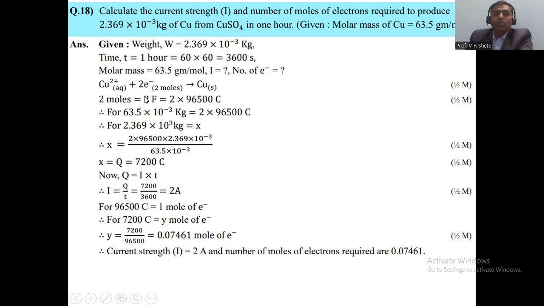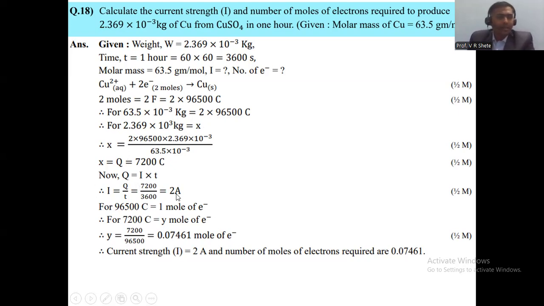It means that for 1 mole of copper we need 2 moles of Faraday electricity, that is 2 multiplied by 96500 coulomb. Charge will be there. So 63.5 multiplied by 10 raised to minus 3 is equal to 2 multiplied by 96500. Then 2.369 into 10 raised to minus 3 of substance, how much charge will be required? Just make it cross multiplication, by which value we get the charge, which you have to substitute in this formula to calculate current.